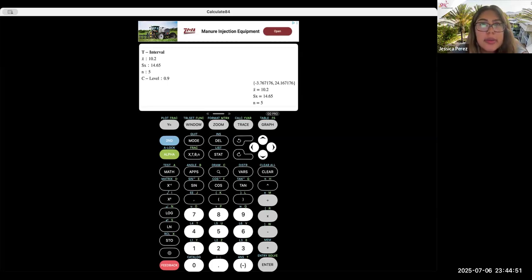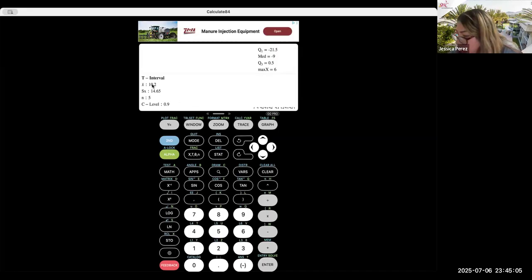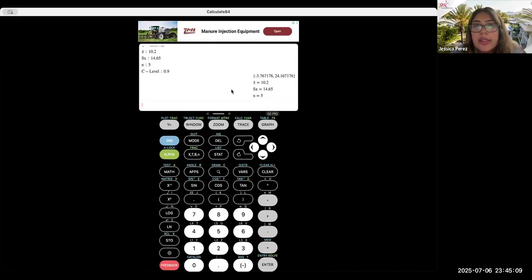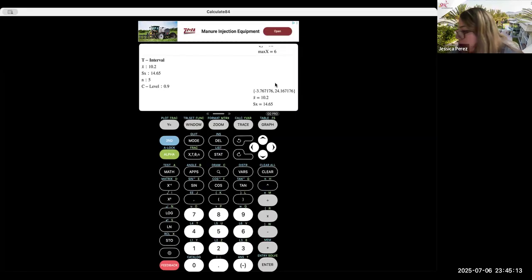And I don't know why it's backwards. Hold on. So this should be reversed. It should be -24.16 and 3.7. So there's our 10.2. Oh, I think it's because it's not taking the hypotheses test. It's not looking at the mean of the differences being less than. I think it's taking the other way around.